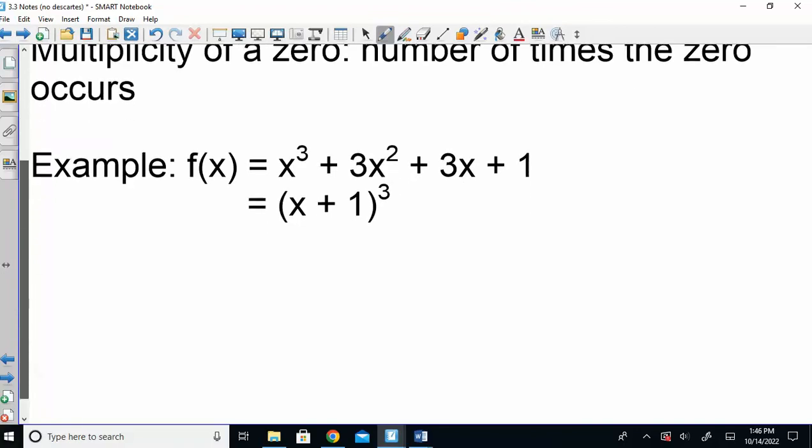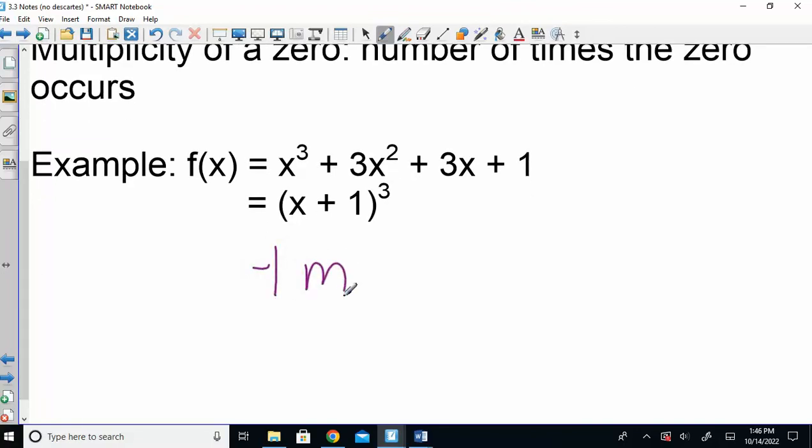Multiplicity, like we already said, is the number of times it occurs. So this factors into (x + 1) cubed. So my 0 would be -1. What would be the multiplicity there? 3. So you could have a repeated 0. That's just a multiplicity.